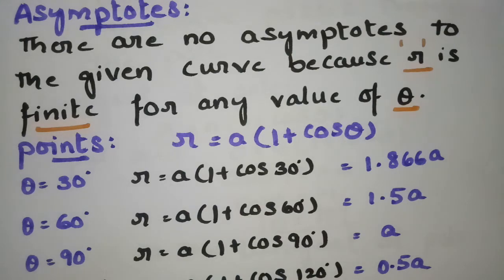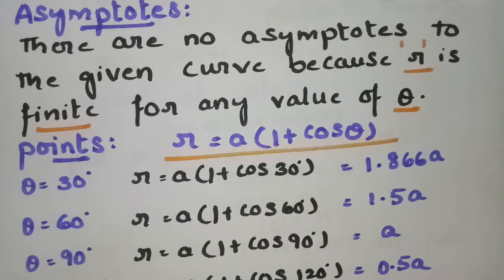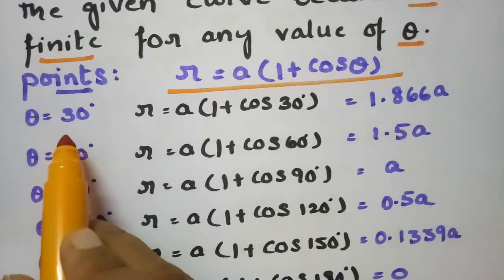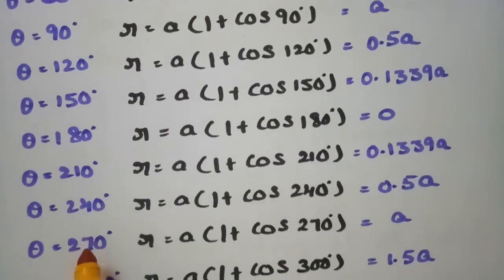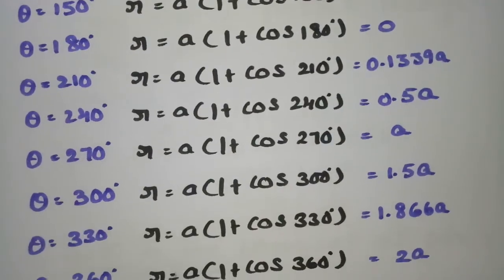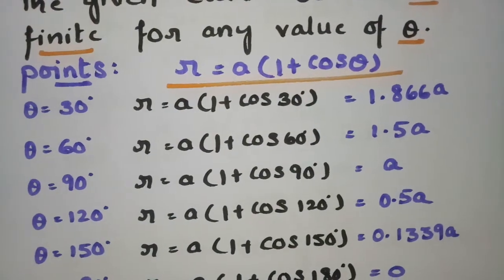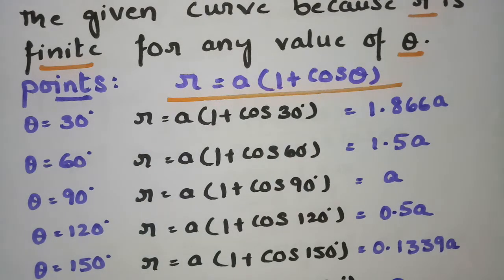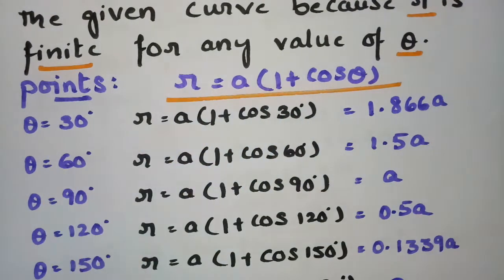And next, coming to the points. This is the equation of the curve, r = a(1 + cos θ). See here, I have substituted many θ values and I have got r values here, for 30, 60, 90, 120, 150, 180, 210, 240, 270, 300, 330 and 360. So it's an increase by 30 degrees of angle. You can use your calculator while going to exams, and in r = a(1 + cos θ), in place of θ I have substituted the values.